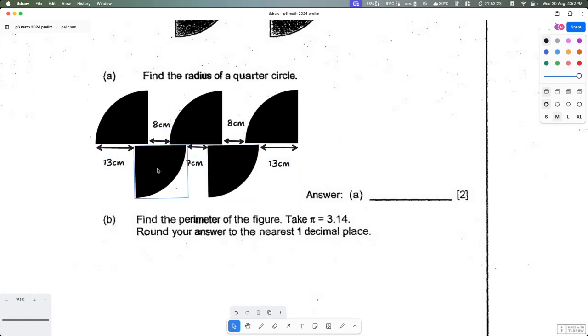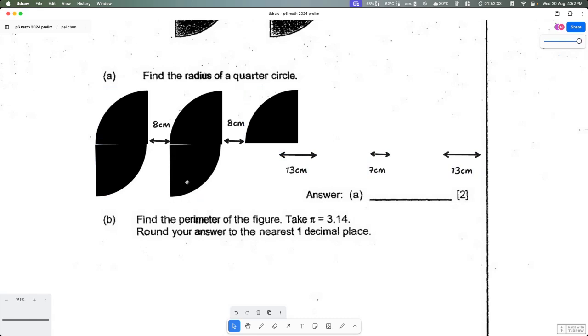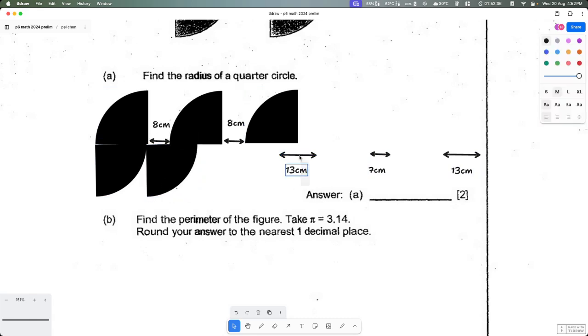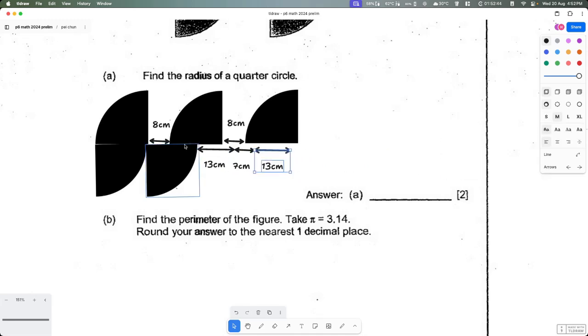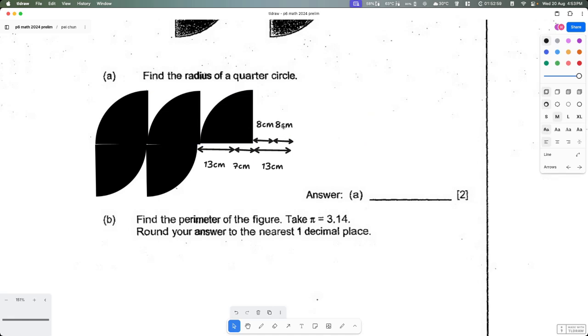If I were to just move this whole thing and this whole thing to one side, and move this over here and this over here, right? Okay, so this 13 cm will just be here. This 7 cm will just be here. This 13 cm will just be here. And then I move this 8 cm to one side, 8 cm to another side, and then I'll put this thing and this thing, right? So this 8 cm is pushed to be here like this.